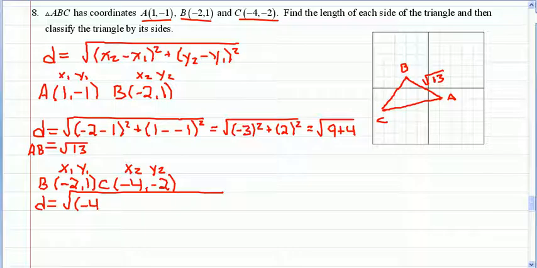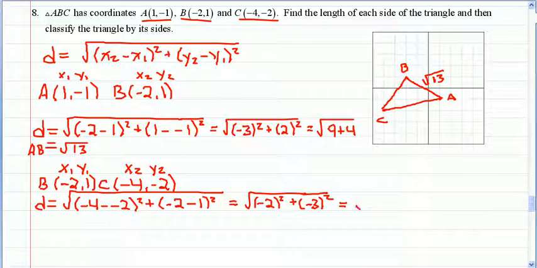So we have negative 4 minus negative 2 squared plus negative 2 minus 1 squared is equal to negative 4 minus negative 2 is now just negative 2 squared, and negative 2 minus 1 is negative 3 squared, and we're getting the same numbers as before, just reversed, but it still gives us the square root of 13, so BC is the square root of 13.